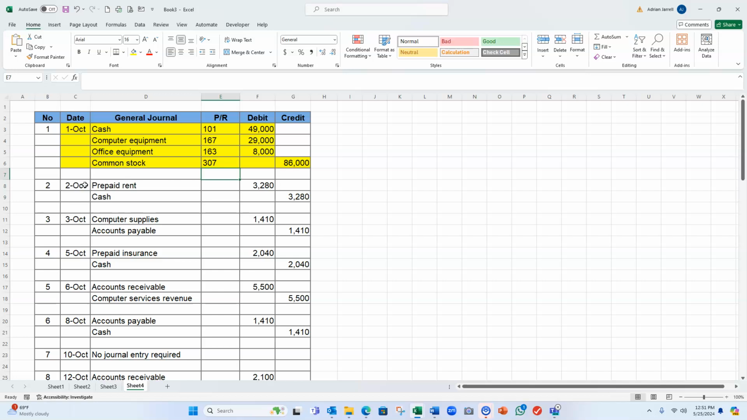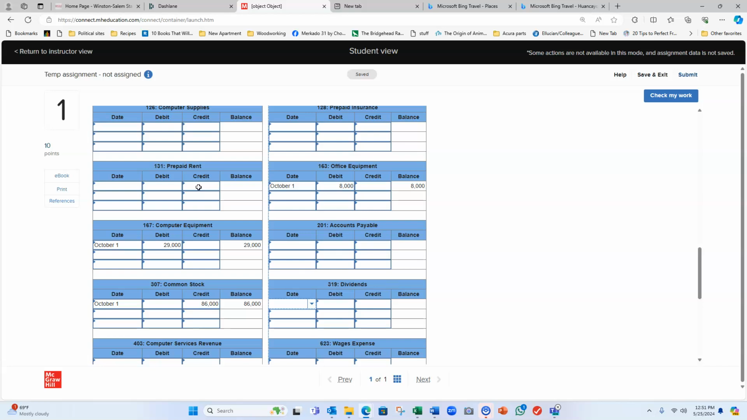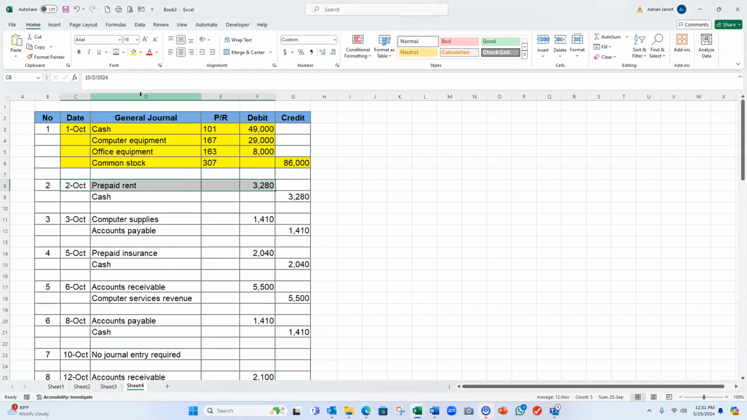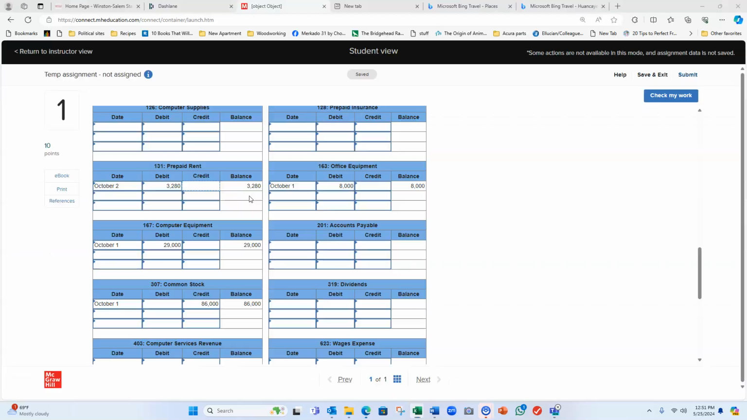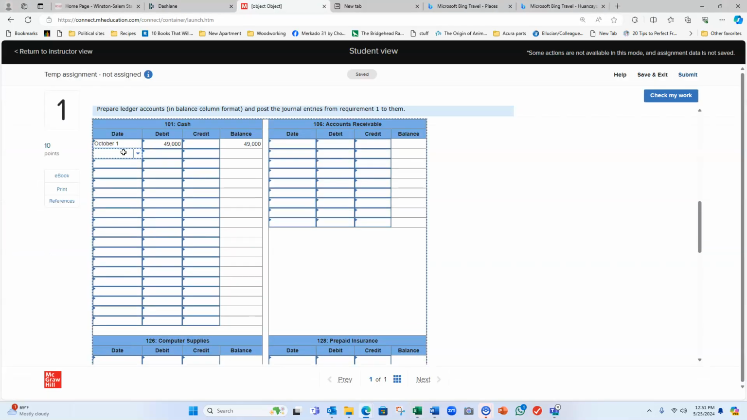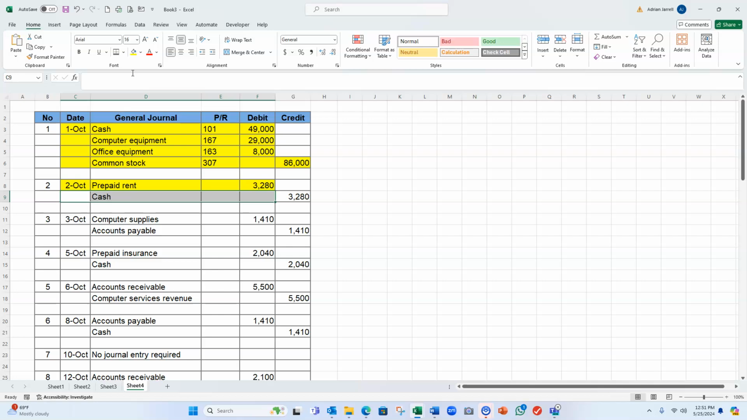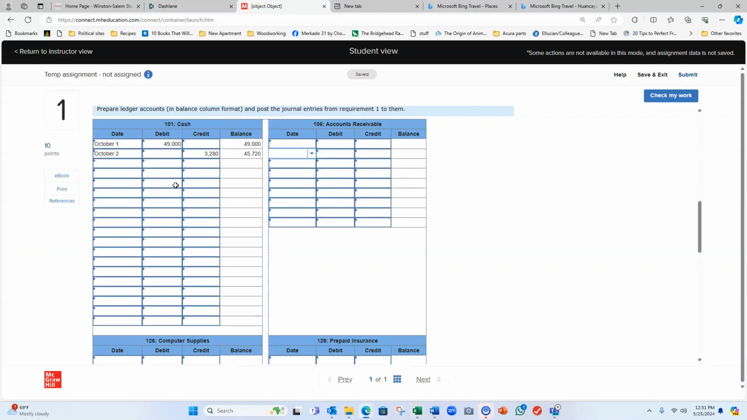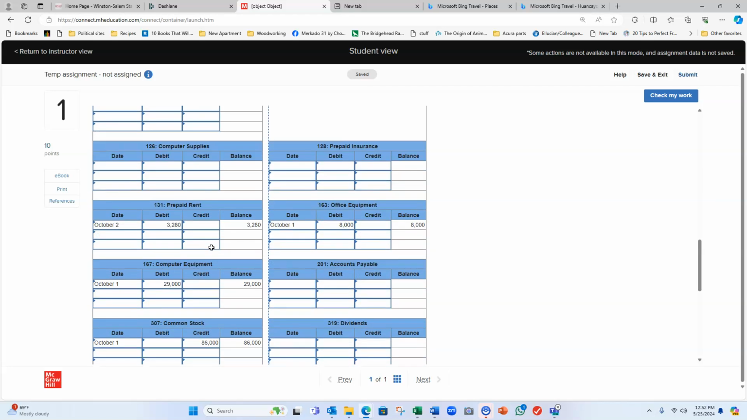Prepaid rent, debit on October the 2nd of $32.80. And a credit to cash. And you can see the balance went down in cash. It was a $49,000 balance, but we credited the account, so now my debit balance is less. This one's right. Computer supplies, we're going to debit this account on the 3rd for $14.10, and I'm not going to mark it yellow until we're done.